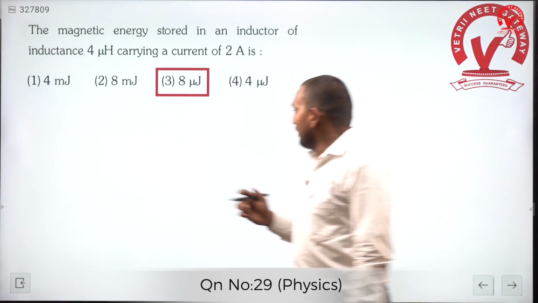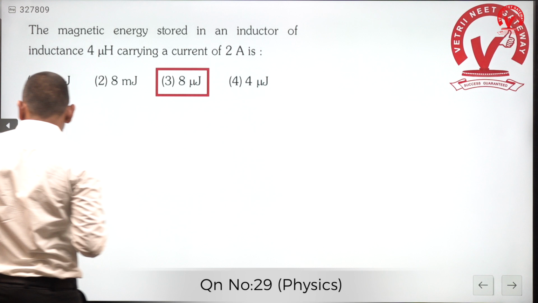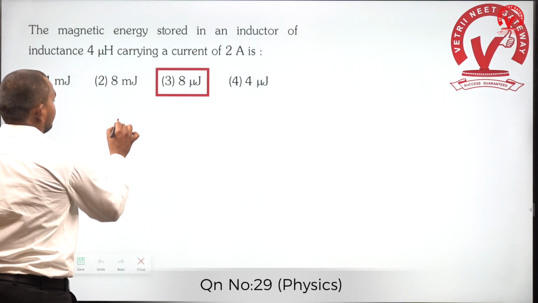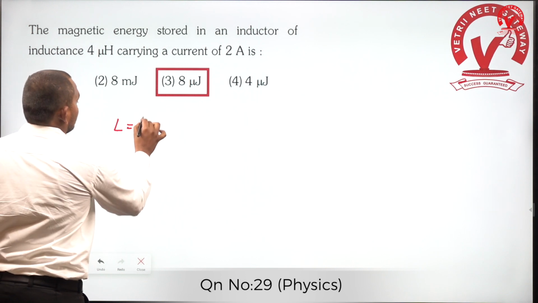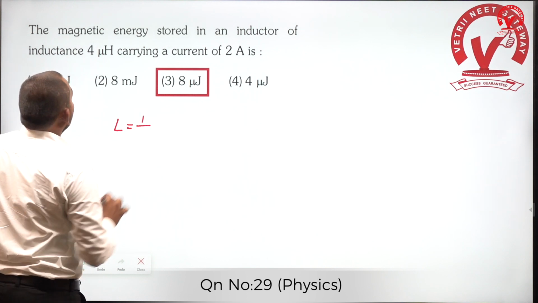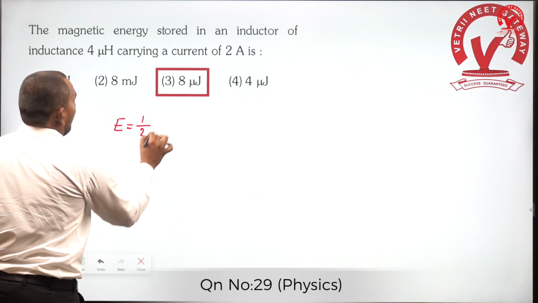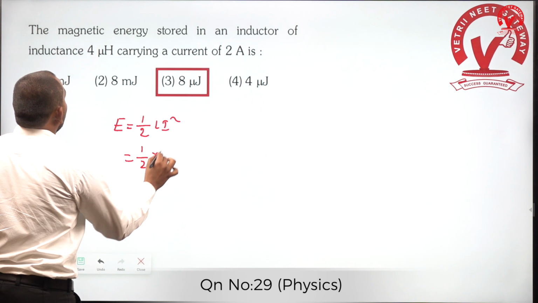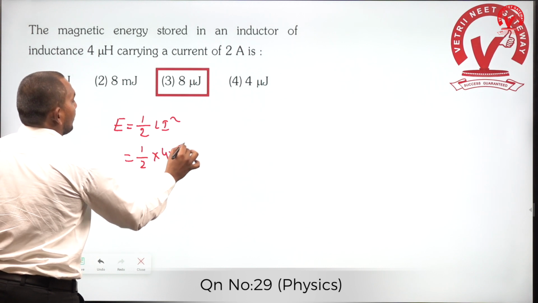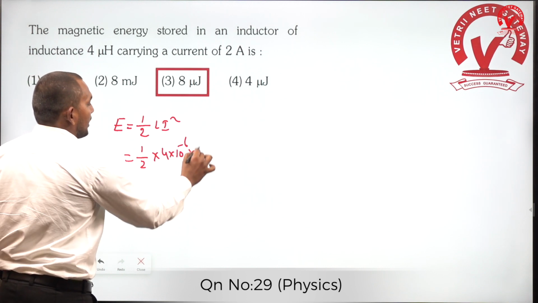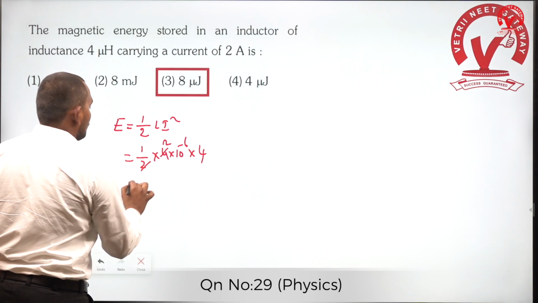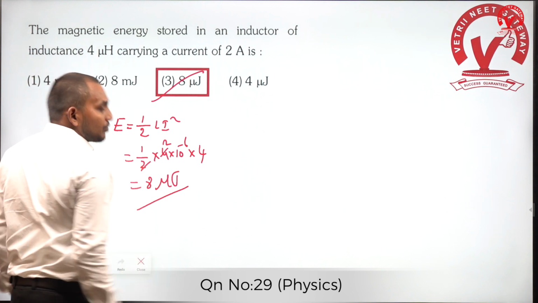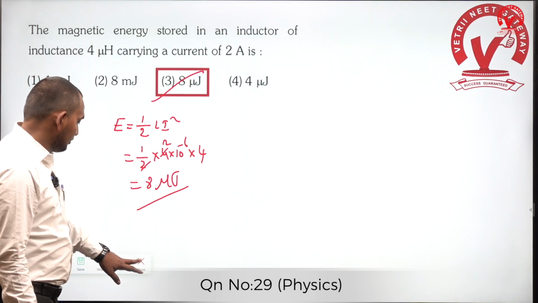Next one, the magnetic energy stored in an inductor of inductance 4 microhenry carrying a current of 2 amperes is? So we know the inductor formula, energy stored E is equal to half L I square, half into L, 4 into 10 power minus 6, current 2. 2 2s are 4, half of 4 is 2, 2 into 4 is 8 microjoules. Option 3 is the correct one.